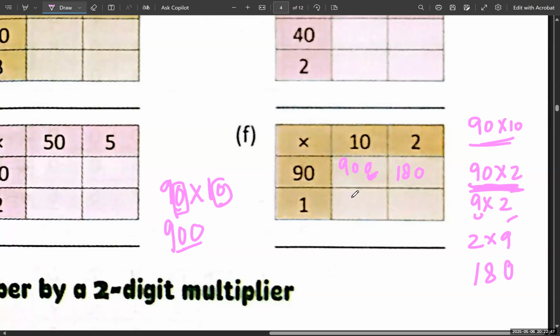Now what is the next step that we have to do? Add. Yes. Can you add and tell me the answer? What will I add? 900 plus 180 plus 10 plus 2.